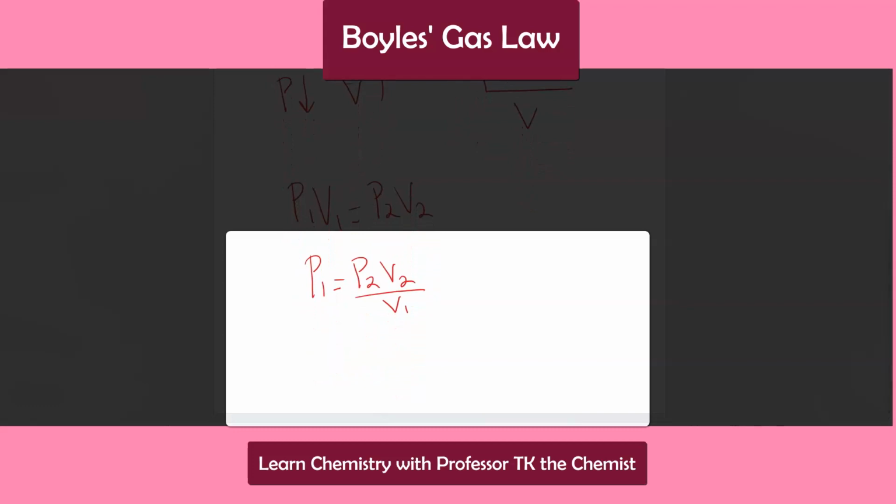On the other hand, if I'm looking for P2, that's P2 equals P1 times V1 over V2. And if I'm looking for volume, let's say the initial volume reading, V1, P2 times V2 will be divided by P1. And for volume 2, or the final volume reading, it is P1 times V1 over P2.